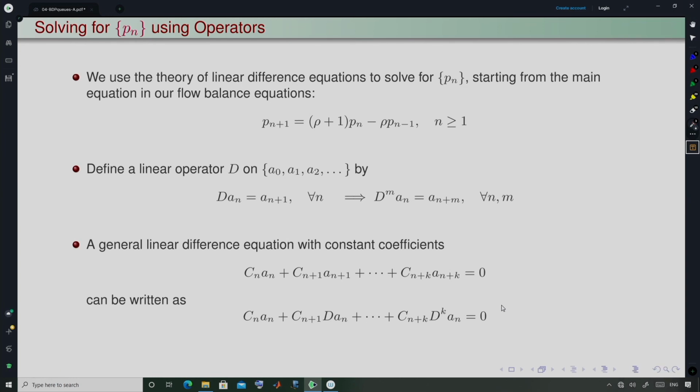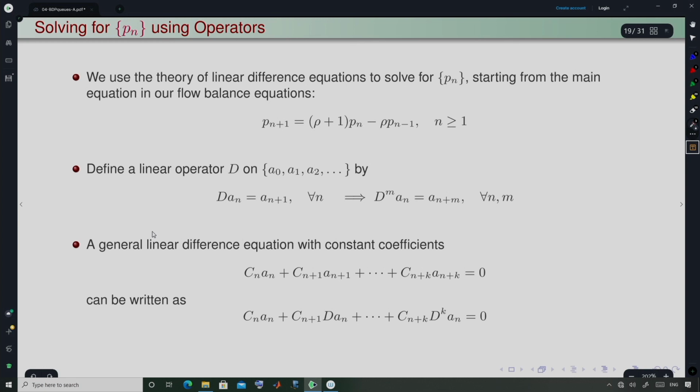The third method is using operators. This is much similar to the differential equation that you might be aware of, because that is also an operator. This is a differential operator; this is a generic operator, which is basically the difference operator here. Recall that this is our set of equations, where Pn plus 1 is given in terms of Pn and Pn minus 1. This is what we call linear difference equations, and we want to solve such linear difference equations.